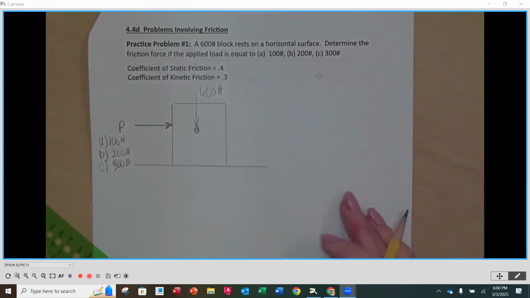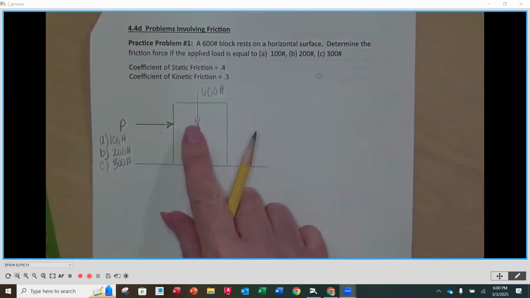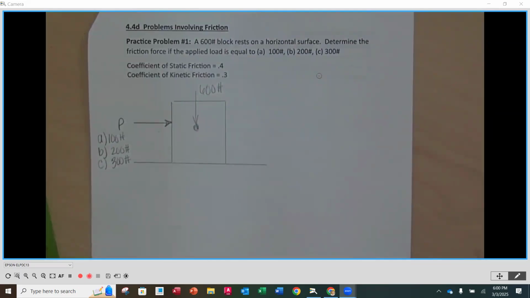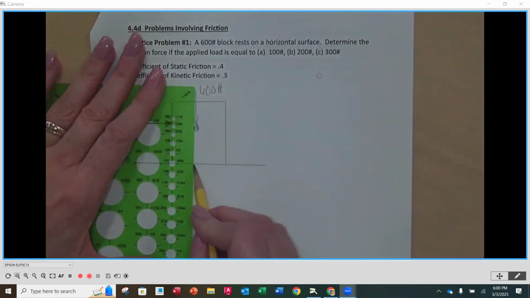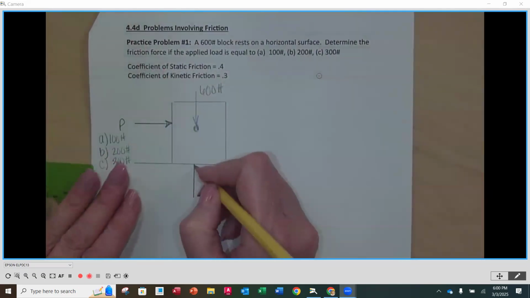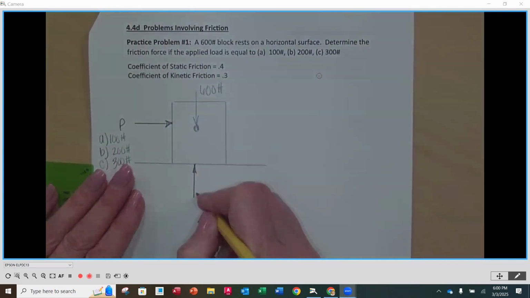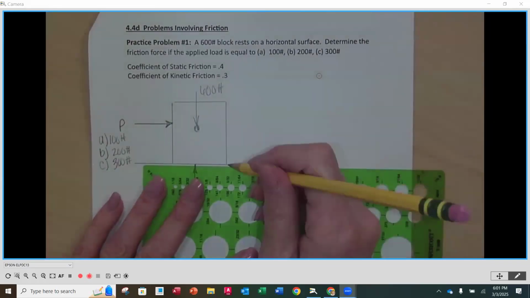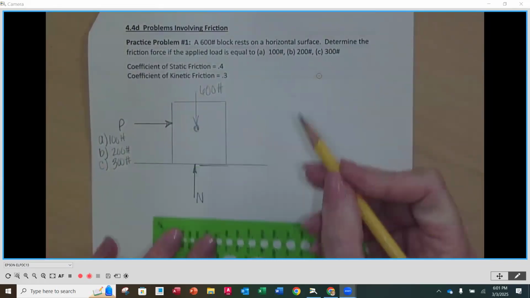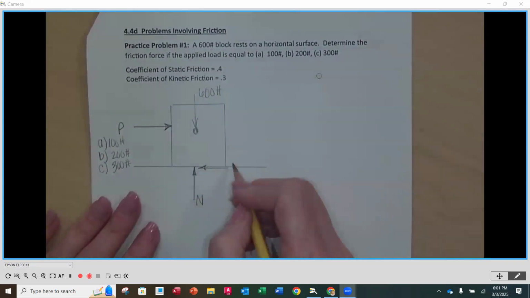Now, some other forces that are acting here. These are the known applied loads. We know the weight and we know the pushing force, but because this is resting on a surface, we also know that there is a normal force acting. And because this is going to move to the right, that means that going to the left, there is going to be a friction force.